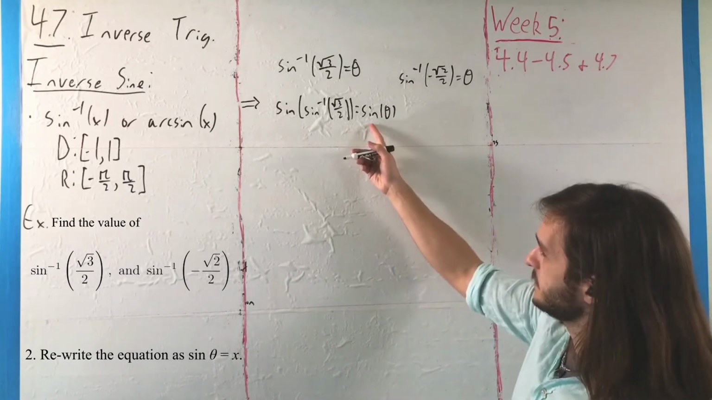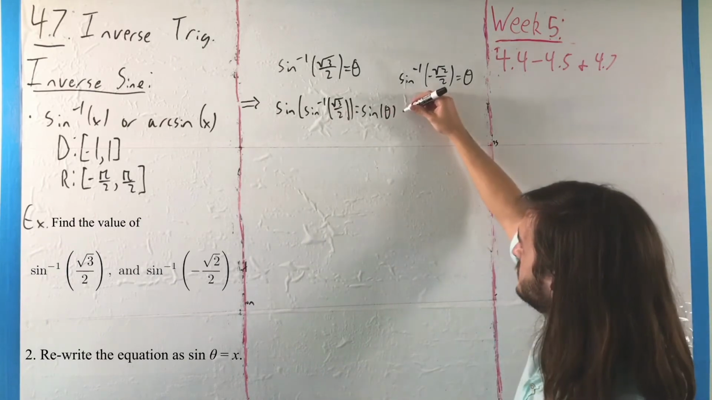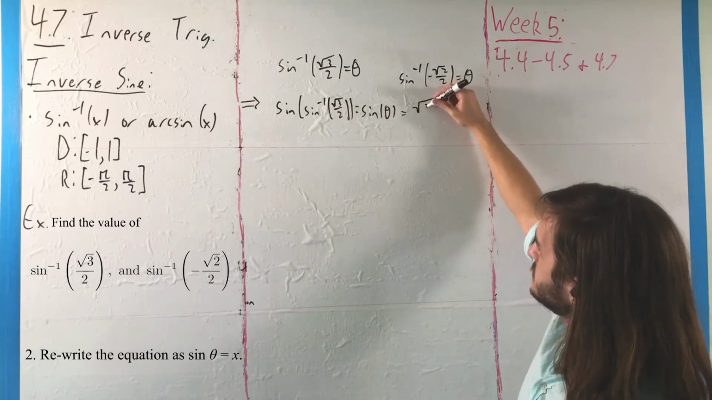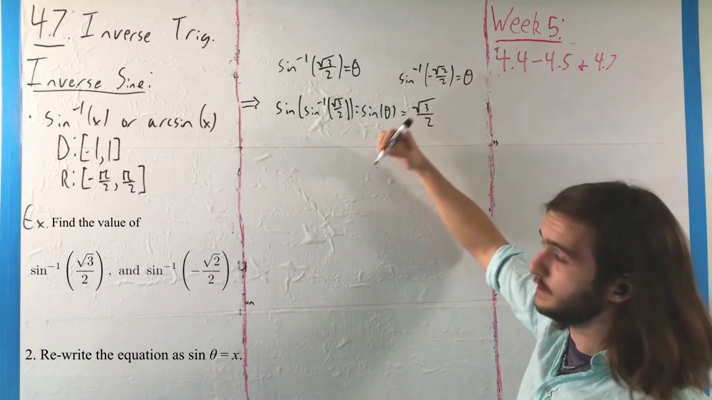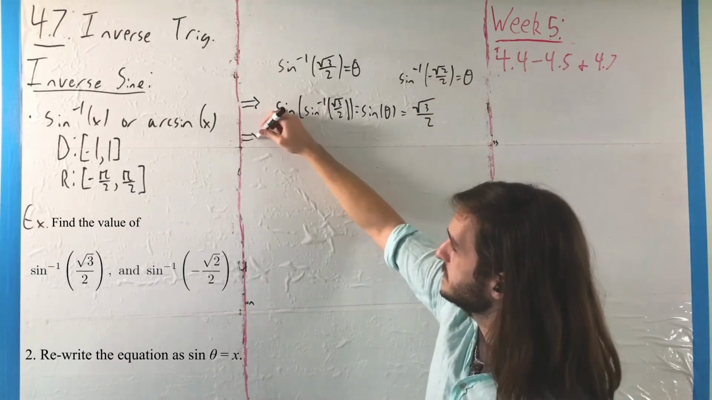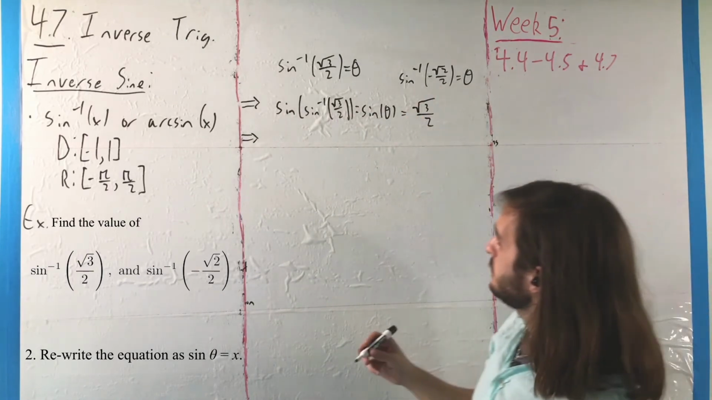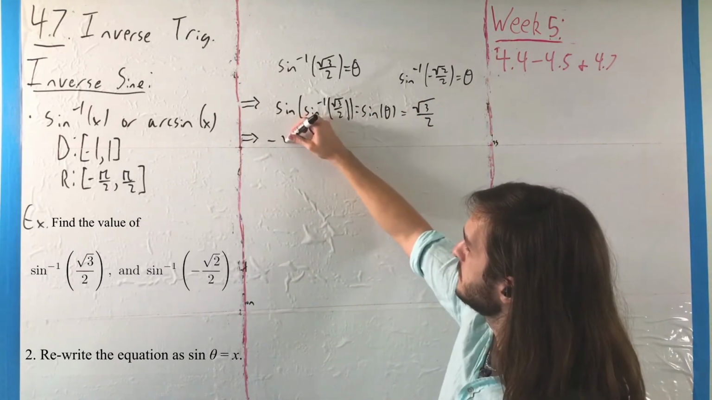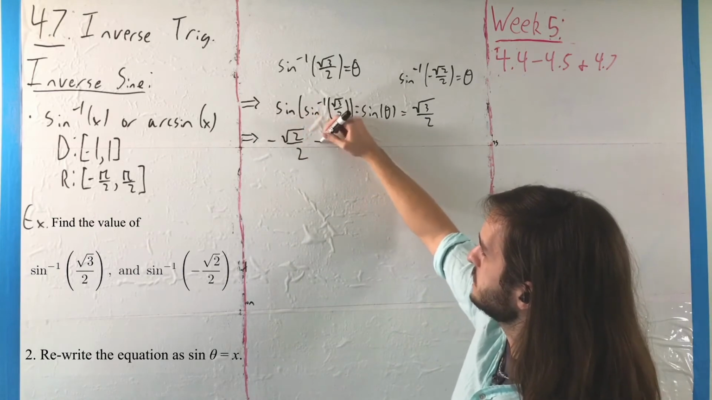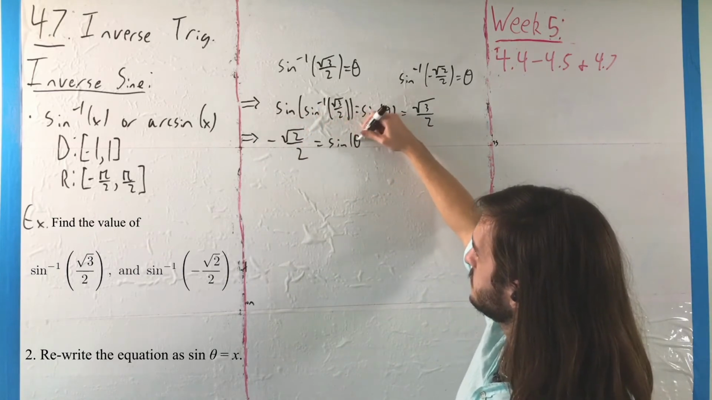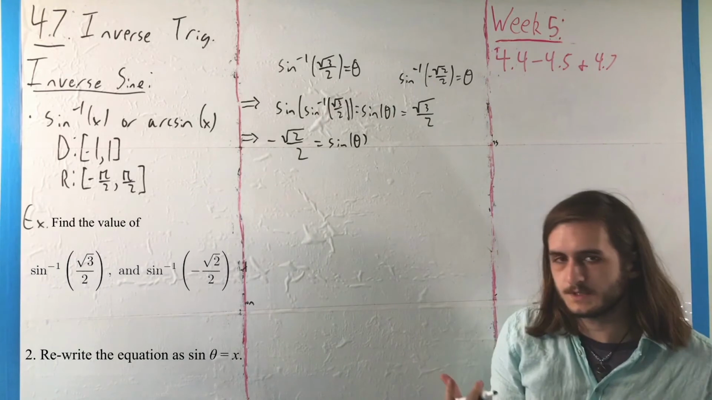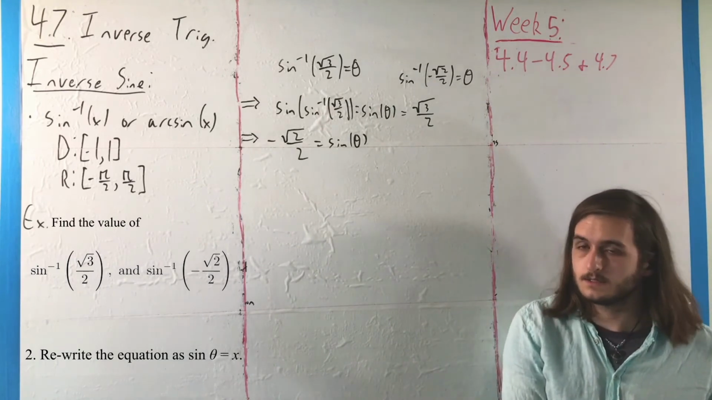So we have that sine of theta, pulling that out, is just equal to root 3 over 2 in this case. Where in the second, if we apply the same sort of idea, we take sine on both sides, we will get that negative root 2 over 2 is equal to sine of theta, flipping over the equal sign so we have a little bit of clarity between the two cases.